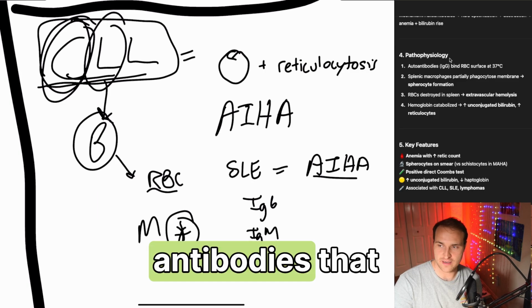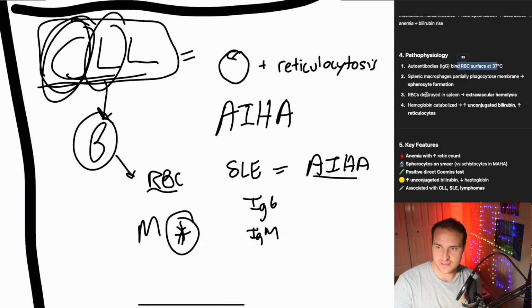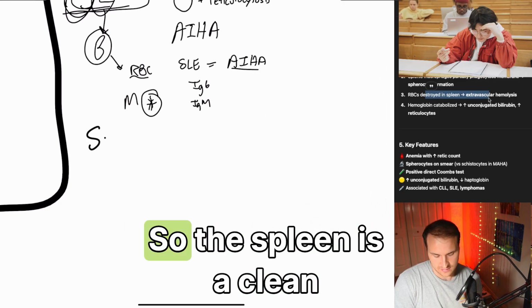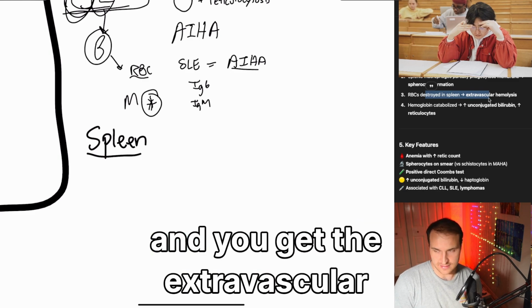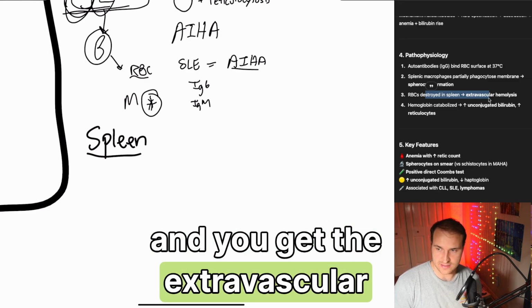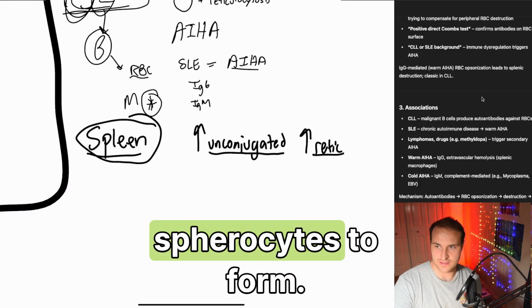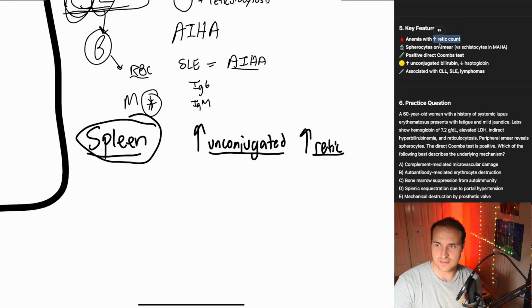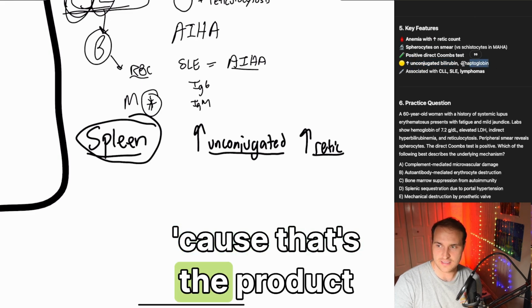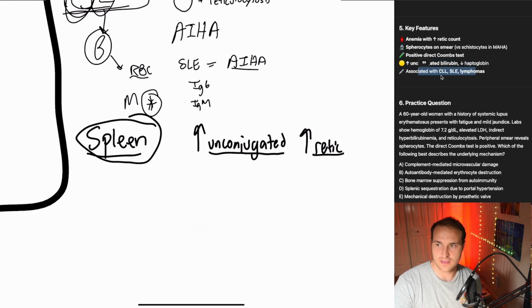So we just get our antibodies that bind the red blood cell surface, and then they're going to be destroyed in the spleen. The spleen is a clean machine, and you get extravascular hemolysis. The spleen causes those spherocytes to form. So you see an anemia with a positive retic count, spherocytes in the smear, positive Coombs test, unconjugated bilirubin, decreased haptoglobin, because that's the product that clears off the broken down heme, and associated CLL, SLE, and lymphomas.